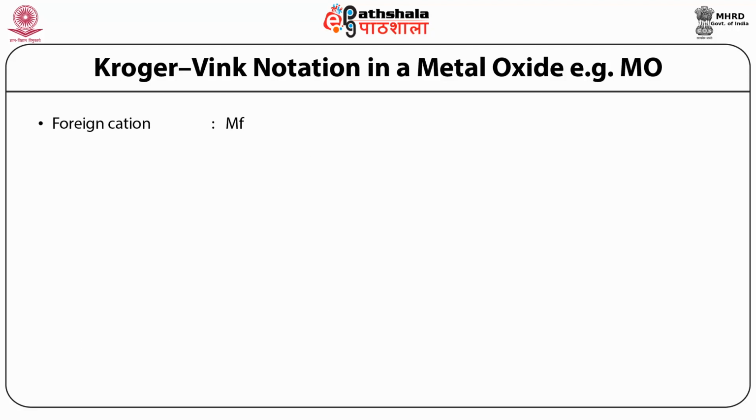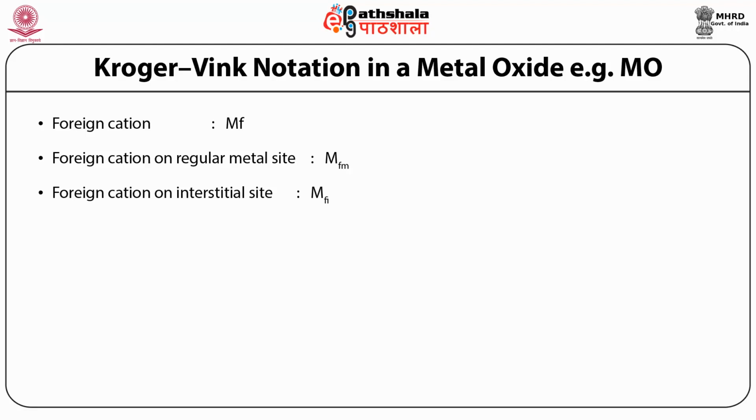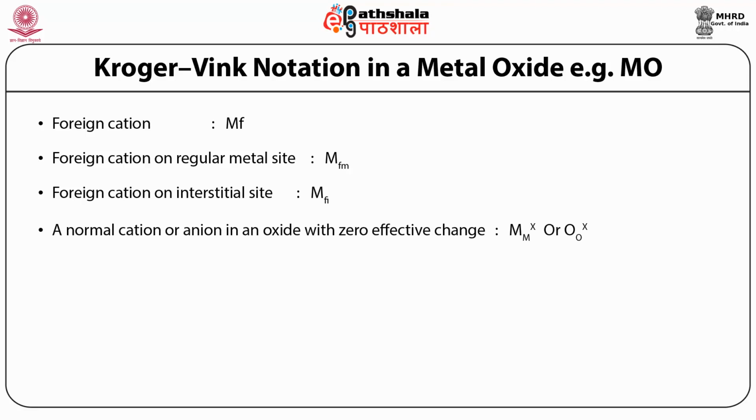A foreign cation is represented by M_F. A foreign cation on a regular metal site is represented by M_F on M, where F_M is the foreign cation on the metal site. Next is the foreign cation on an interstitial site, represented by M_F,i. A normal cation or anion in an oxide with zero effective charge is given by M with subscript M and superscript X, or O with subscript O and superscript X.